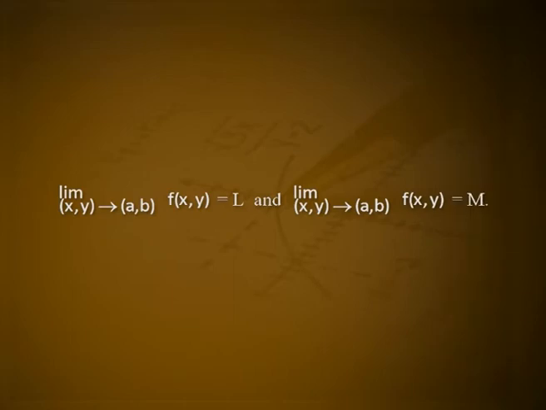Theorem: let f(x, y) be a real valued function of two real variables. If the limit of f(x, y) as (x, y) tends to (a, b) exists, then the limit is unique. Proof: suppose that the limit of f(x, y) as (x, y) tends to (a, b) equals L and also equals M. We prove that L equals M. Assume that L is not equal to M. Choose positive number epsilon satisfying 0 < epsilon < half of |L - M|.